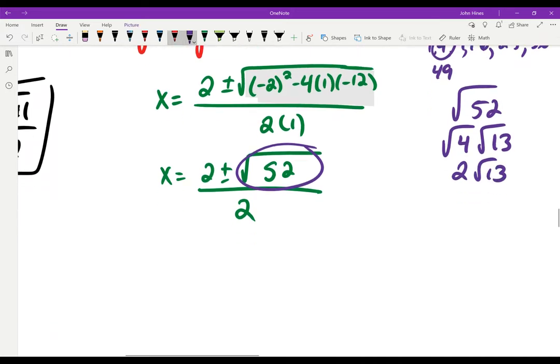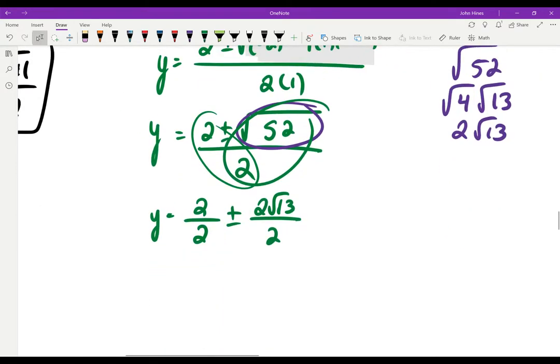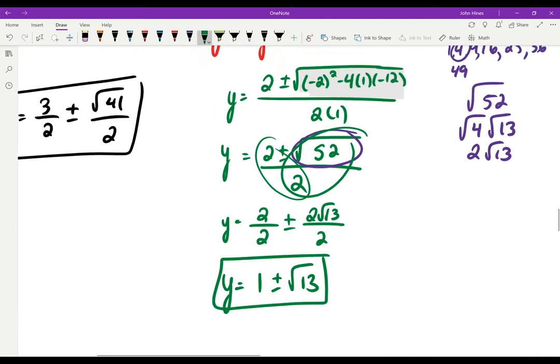So what I'm going to do now is split up this fraction. 2 over 2 plus or minus the square root of 52 over 2. It's not x equals, it's y equals in this case. Why is it y equals? That's what the letter was. So my final answer is y equals 1 plus or minus the square root of 13. Those are my two irrational solutions.